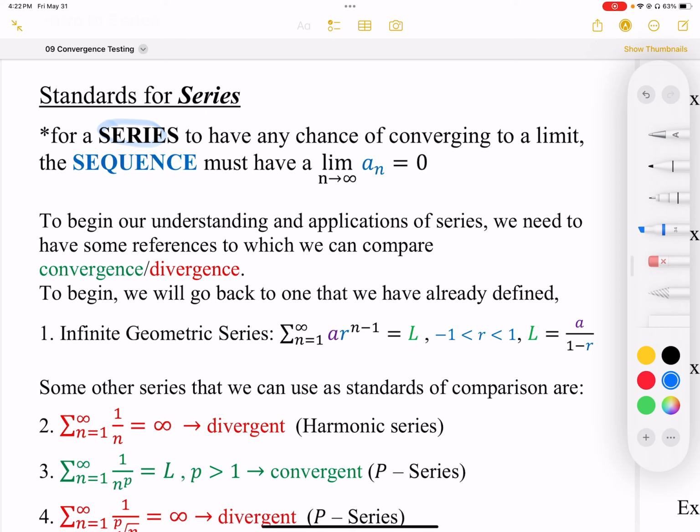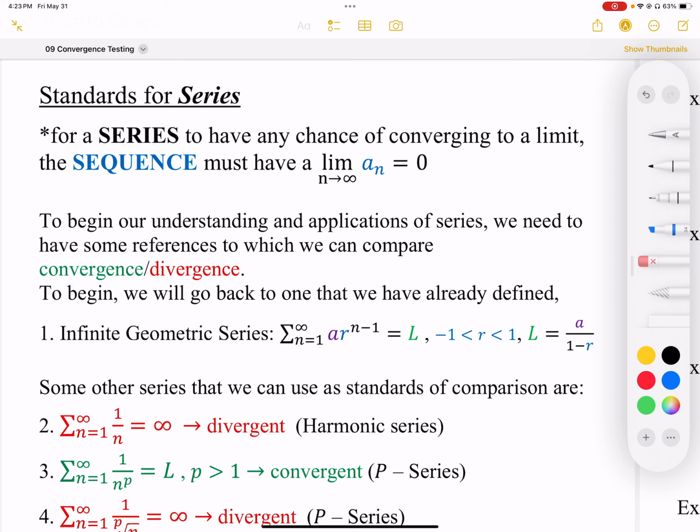to have a chance of converging to a limit, the nth term or the infinite term of a sequence must be equal to zero. So when we're adding up a whole bunch of terms, if the terms don't go to zero, we're just going to be adding an infinite number of finite terms, which is always going to be infinite, which is divergent. And we are interested in convergent series.